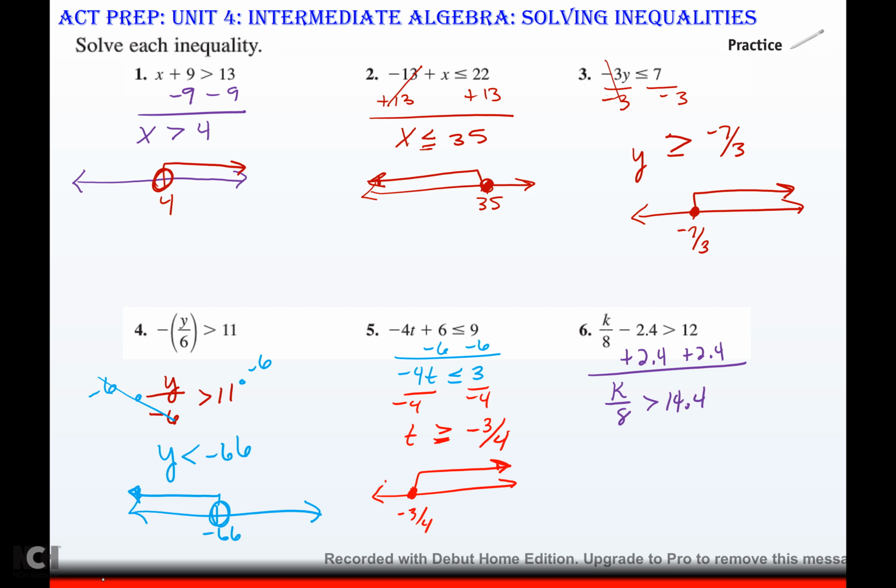Now I killed them. So like I was telling you earlier, it doesn't really matter what order you do that in. So I'm going to get rid of the dividing by 8 with multiplication by 8, which cancels it and leaves me k. I don't have to flip because I'm not multiplying by a negative, and I get k greater than 115.2, which would mean I can't actually include 115.2, but anything bigger than that would work. Okay?